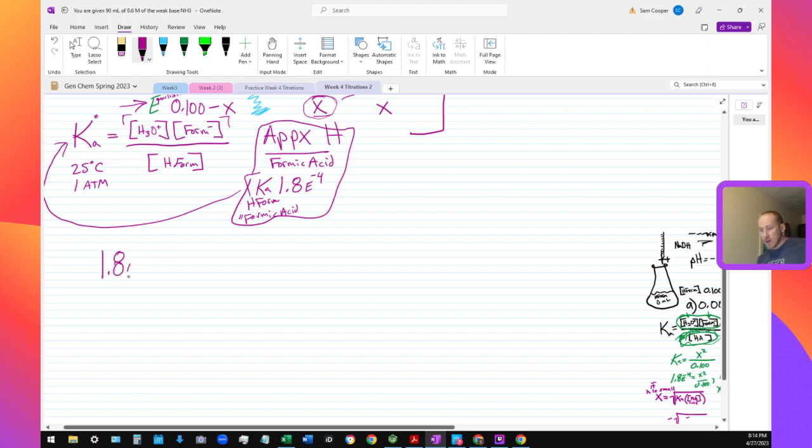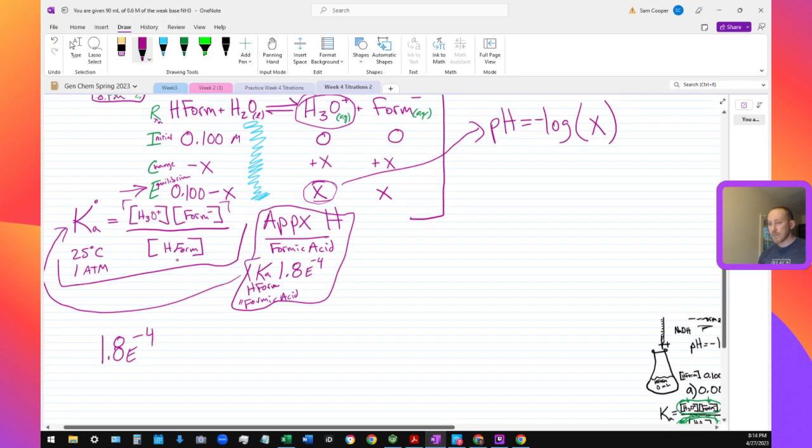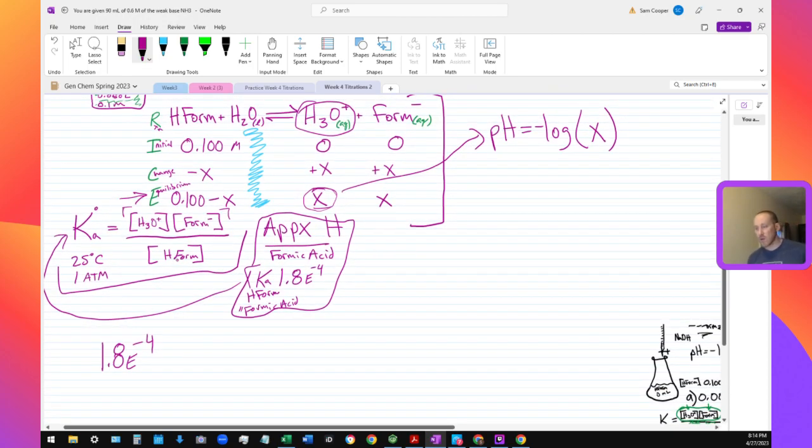1.8 times 10 to the minus 4, and now I'm just copying essentially this expression right here, but inserting the values from the E row of the RICE table, the equilibrium row, and from the Ka value as obtained from Appendix H. And that's X, the concentration of hydronium, right there. And the concentration of formate, also X. And the concentration of formic acid, so we started out with this much, and then we lost some, right? So we started out with that concentration, and then we lost however much we lost.